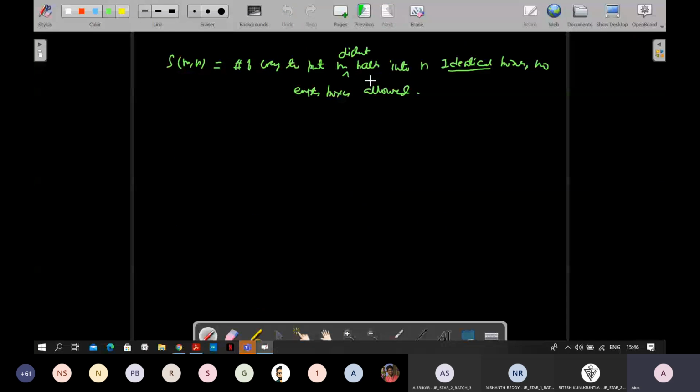Now S(m,n) is the number of ways to put m distinct balls into n identical boxes. So of course we know the value now, this will be F(m,n) upon n factorial. This we can derive quickly, in one line. Why? Because see, say 5 different balls and 3 identical boxes, that is one case, and 5 different balls and 3 distinct boxes is the other. So this number is S(5,3), and this number is F(5,3), because of the way we have defined these numbers.